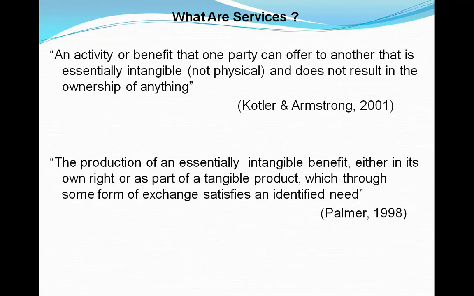And Palmer said it's the production of an essentially intangible benefit, either in its own right or as a part of a tangible product. So, for example, a warranty, which through some form of exchange satisfies an identified need. So you might get a sticker or a bit of paper that says this car has a 3-year warranty, or this washing machine has a 3-year warranty. But obviously the provision of the service, if something goes wrong, you can't see. But you have this physical bit of paper that tells you about the warranties.